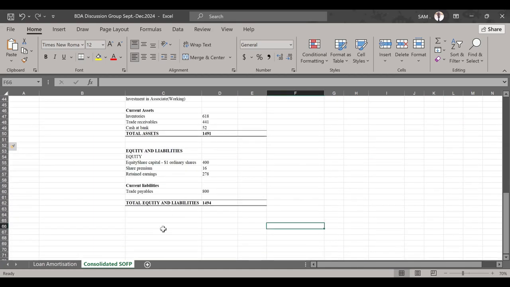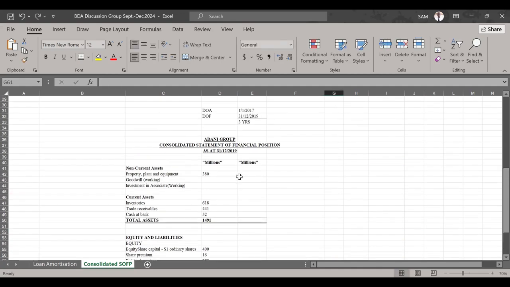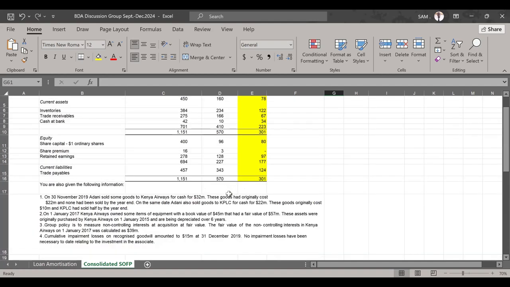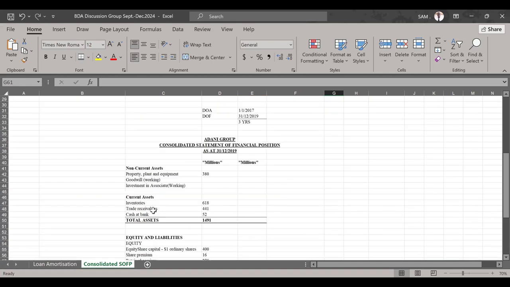There are two things that have been introduced there. They are talking about book value and fair value: a book value of 45 million and a fair value of 57 million. These assets were originally purchased by Kenya Airways on 1st of January 2015 and are being depreciated over 6 years. When were they bought? 1st of January 2015, and they're being depreciated over 6 years.